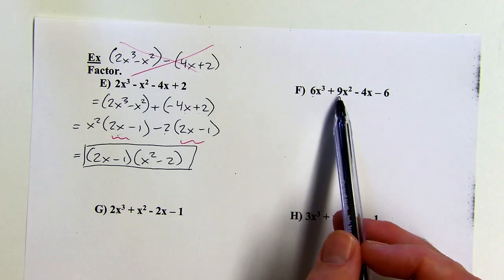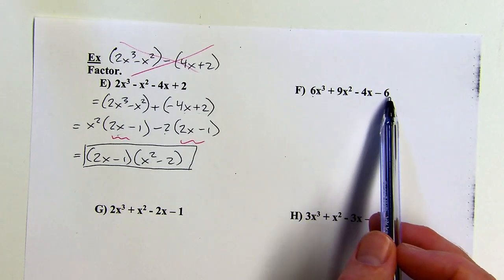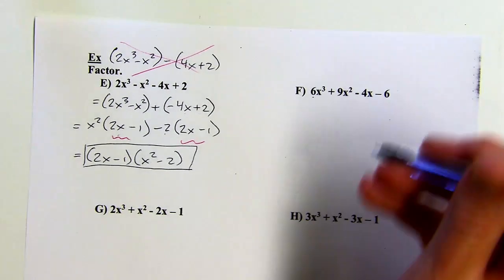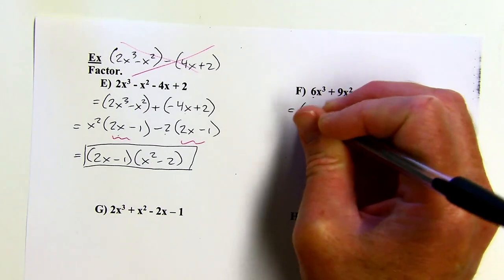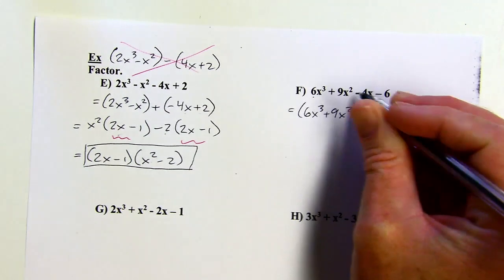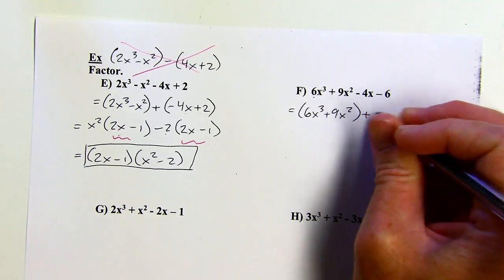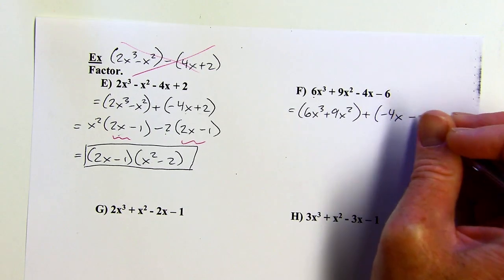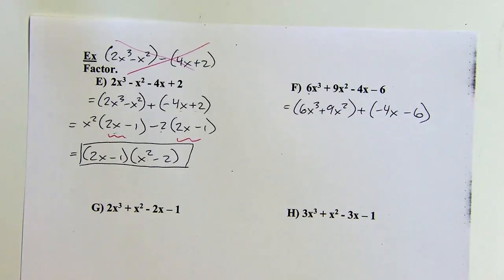Does anything go into 6, 9, 4, and 6? No, nothing does. And that last term doesn't have an x. So no common factors for everything. So let's split this into our two groups. And since I've got that negative in the middle, I want to pull the negative with the 4x again. So that's going to be my setup, okay?